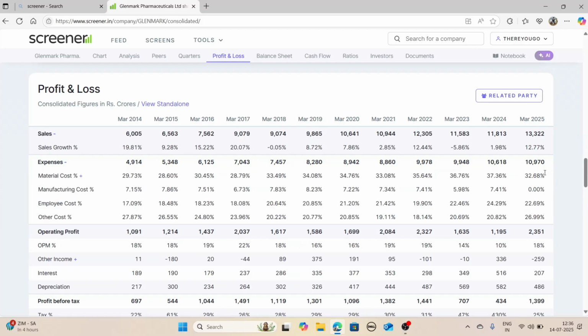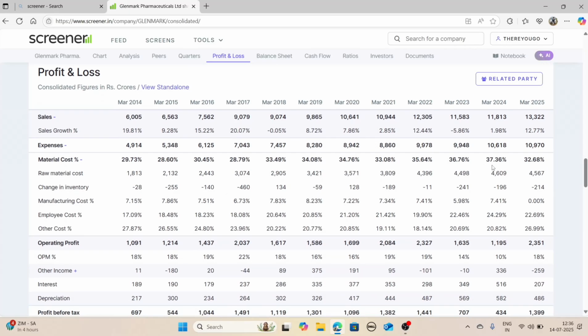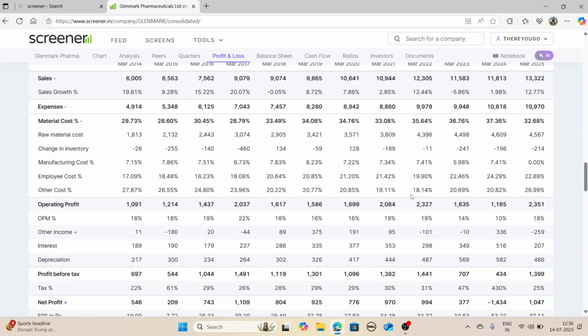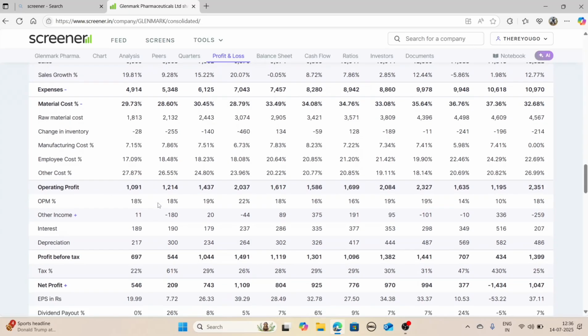Expenses, material cost has been increasing. Means they are not getting the advantage of economies of scale. Raw material cost has been increasing, maybe because of the government taxes or the inflation. Change in inventory, they are reducing their inventory, means there is outflow of that. Manufacturing cost has been stagnant. There is no efficiency improvement there. Employee cost has also been increasing.